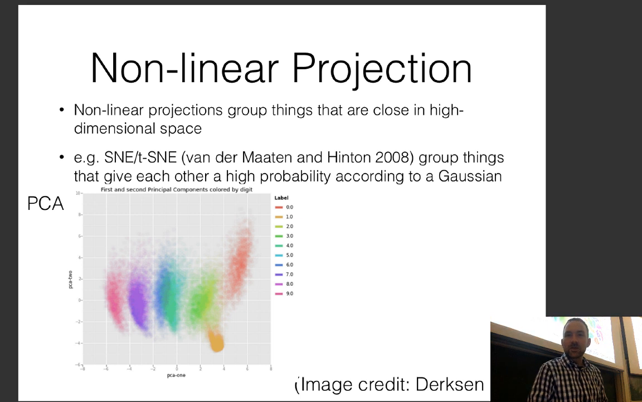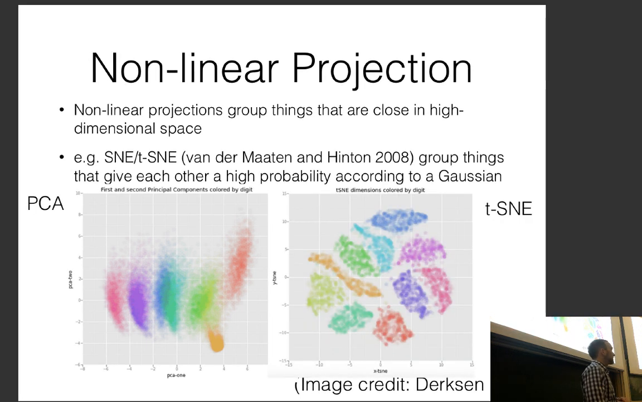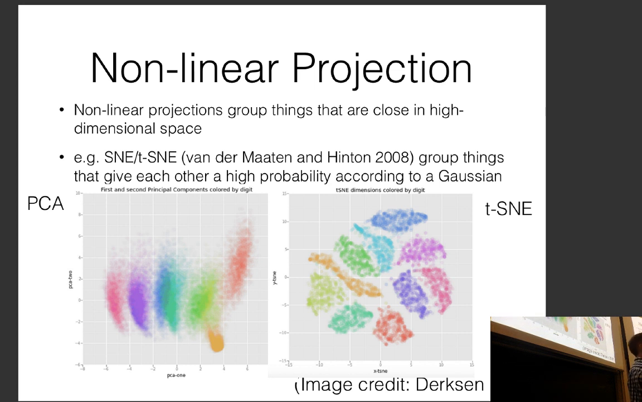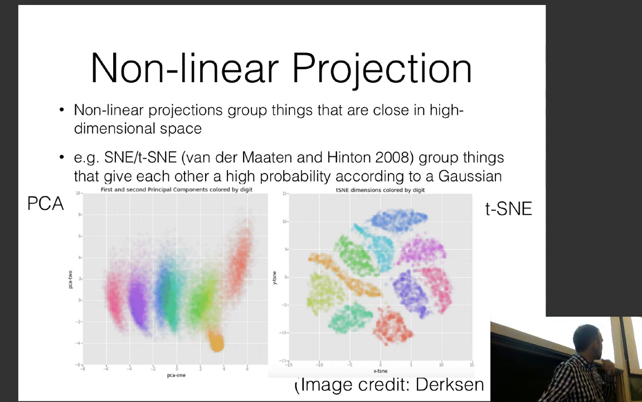But if you do this with t-SNE, you get this really nice nonlinear projection down to a space where digits in the same class are grouped. And this is basically an unsupervised algorithm. You don't know the actual labels, but even so, it's coming up with a pretty coherent division of things. So this is a common technique for data visualization.